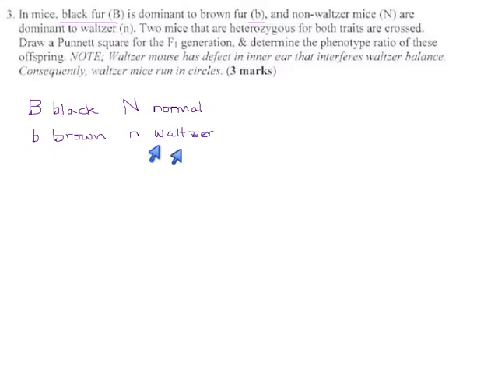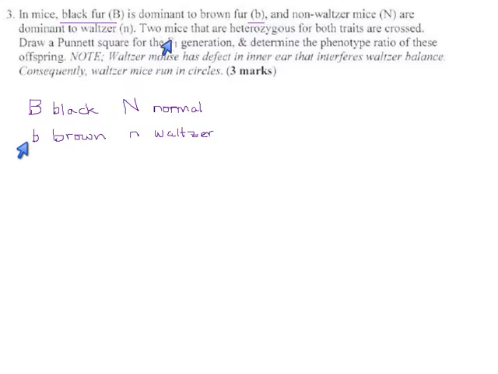The waltzer trait is a defect in some of the sensory cells inside the ear, and it causes deafness. And in the semicircular canals, it causes problems with balance, so that a waltzer mouse actually has trouble walking in a straight line because of its balance problem and tends to walk in a curve. It may go in a whole circle at times because it's not able to orient itself properly. So those are our two traits.